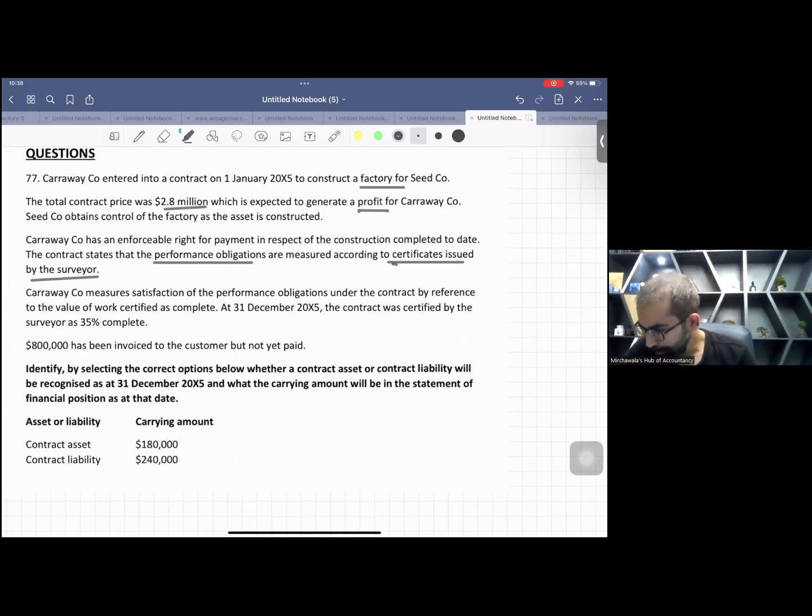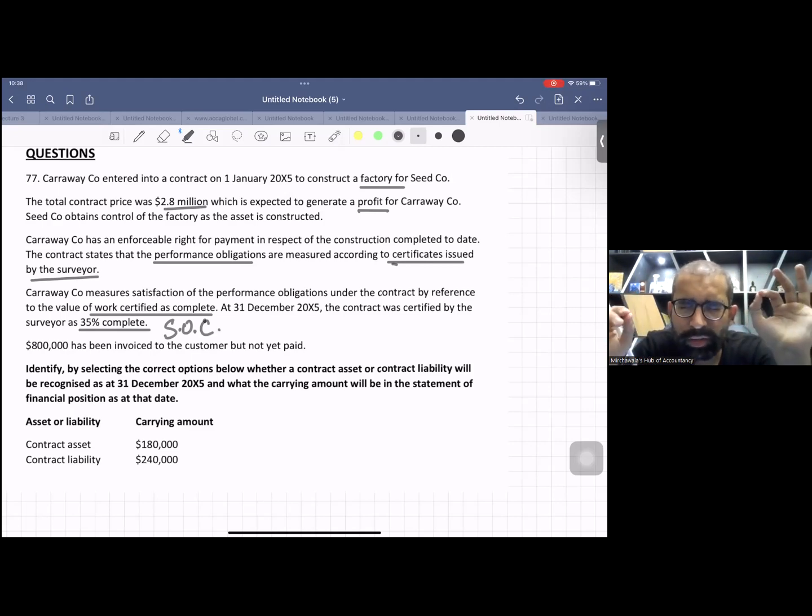Caraway company measures satisfaction of the performance obligation under the contract by reference to the value of work certified as complete. This is output method. At 31st December X5, the contract was certified by the surveyor as 35%. The stage of completion is given.